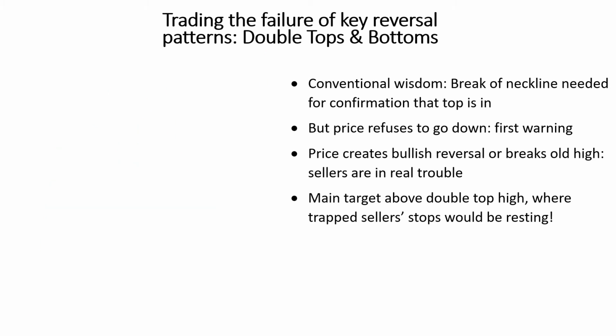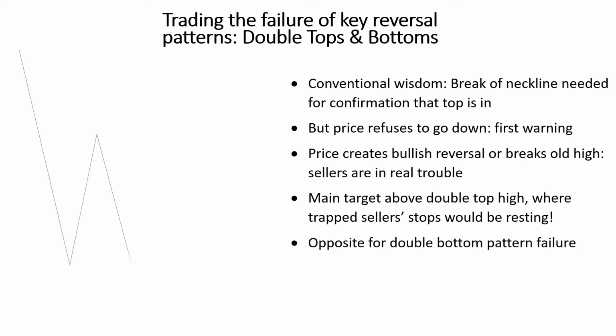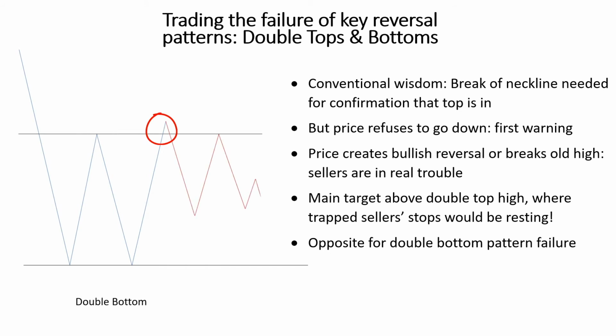Now then, the opposite of what we just discussed is the double bottom failure pattern. And here the bulls get trapped as price makes a brief higher high, typically after a fast move, before the rally stalls and the downward trend resumes.